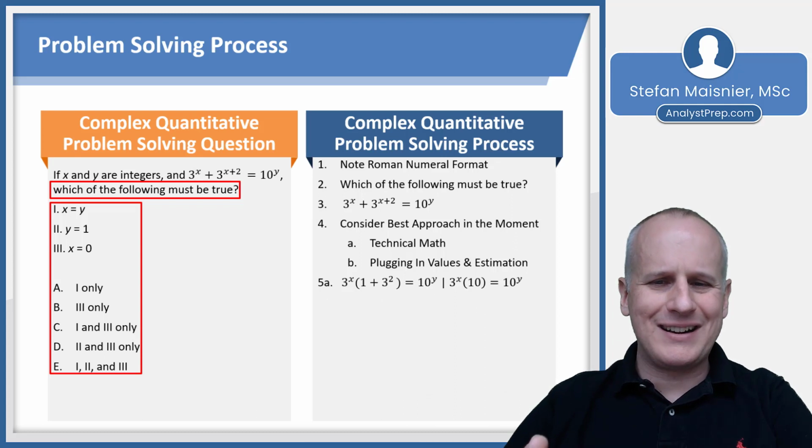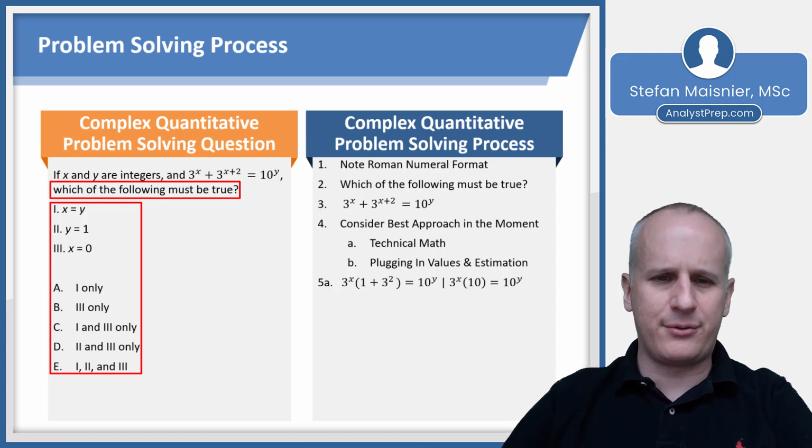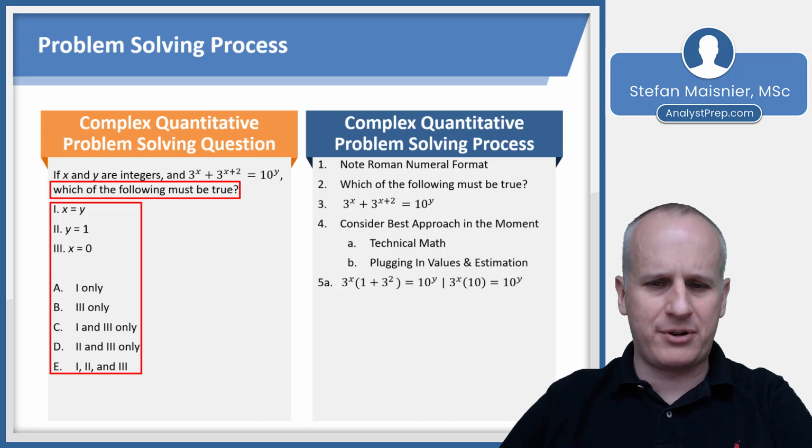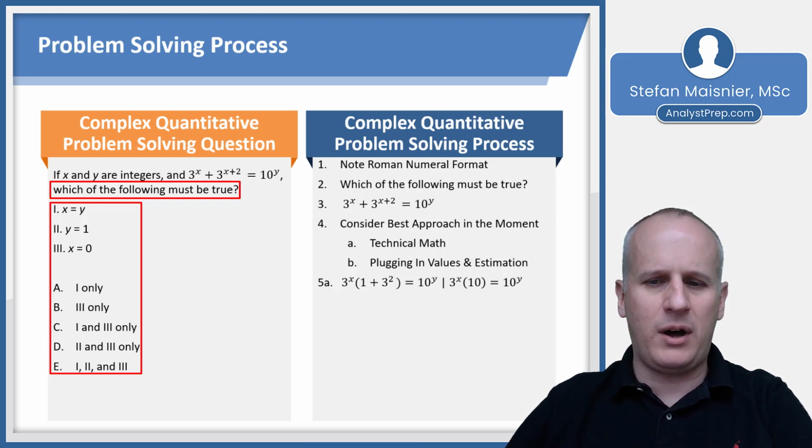So our technical math approach is going to recognize that we could factor a 3 to the X out of the 3 to the X and the 3 to the X plus 2 addition operation. And that's going to be equal to 10 to the Y. And then we would discover that 3 to the X times 10 is going to be equal to 10 to the Y.